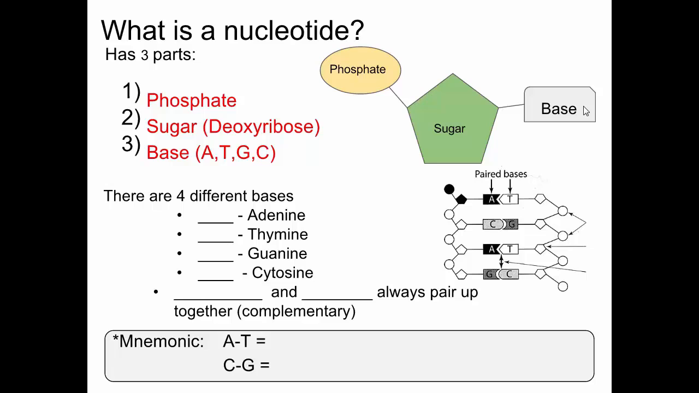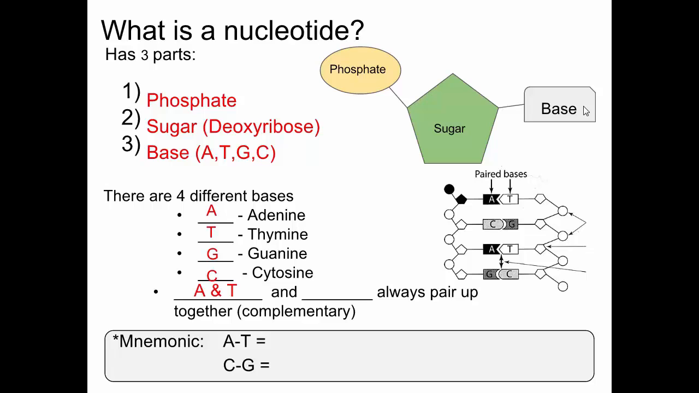And there's four different bases that could be in a nucleotide. There's adenine, thymine, guanine, and cytosine. They're represented just by letters, so A for adenine, T for thymine, G for guanine, C for cytosine. One of those bases will be in each nucleotide.